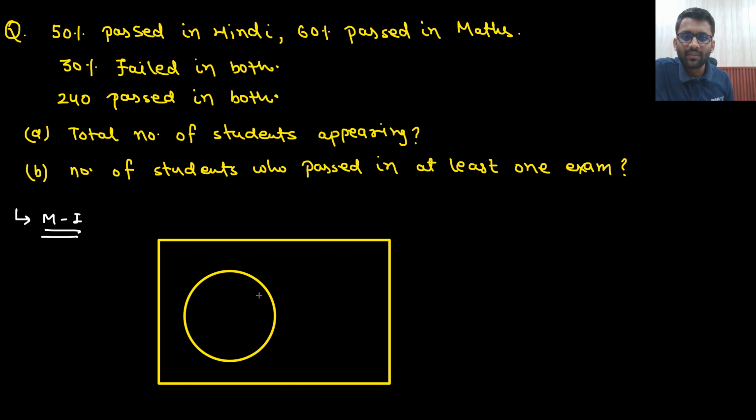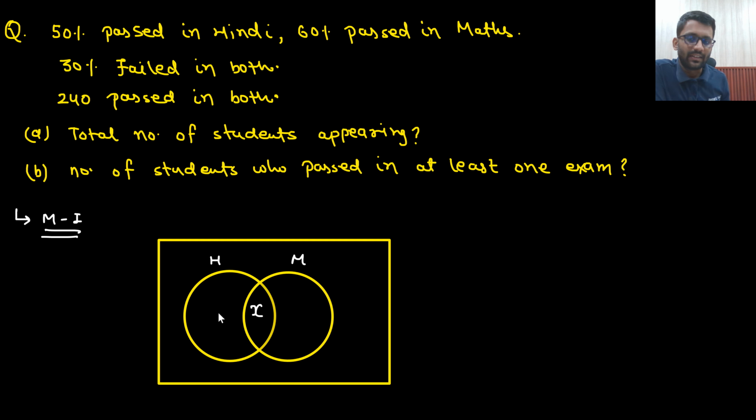So Hindi and maths I can see. First I will draw the Venn diagram. Hindi and maths. What they are saying, 50% passed in Hindi and 60% passed in math. I will always look for the common part. In common, they are saying 240 passed in both, but they are not giving the percentage. Here I have the percentage and here I have the numbers. So better I should assume that X% of the students passed in both.